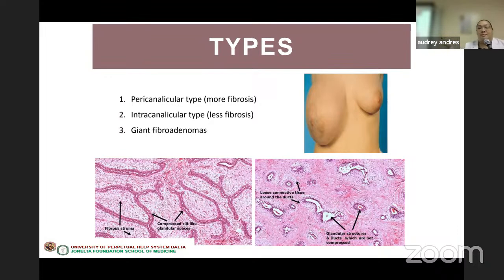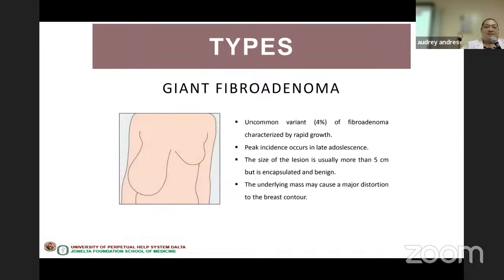Pericanalicular, meaning more fibrosis. Intracanalicular, meaning less fibrosis. And giant fibroadenoma. Giant fibroadenomas are uncommon variants of fibroadenoma. Of course, it's characterized by rapid growth. It happens in late adolescence more often. Size usually grows to more than 5 centimeters. It is usually encapsulated and more often benign.